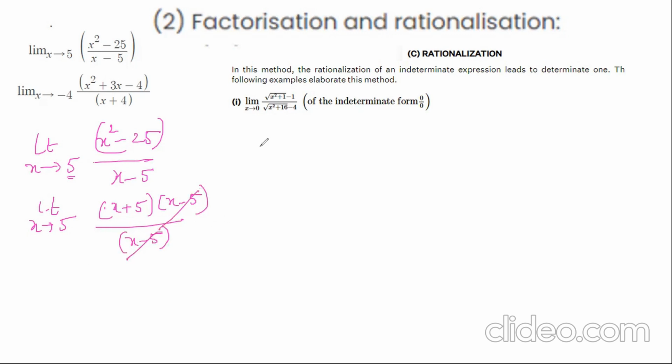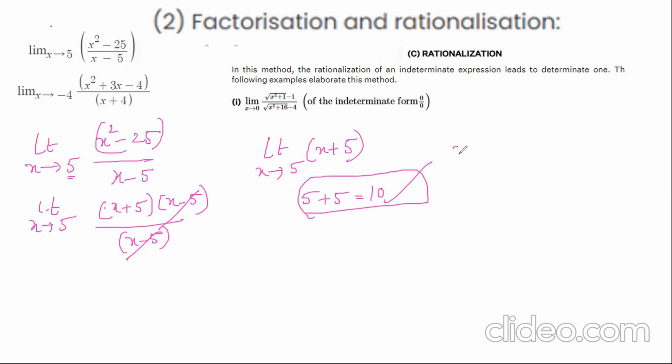Now you got a normal form, right? Now you can directly use our direct substitution method, correct? So what do you get? 5 plus 5, which is equal to 10. So you got the limit. As x is approaching 5, this function is approaching towards 10. That is the meaning. Very good.